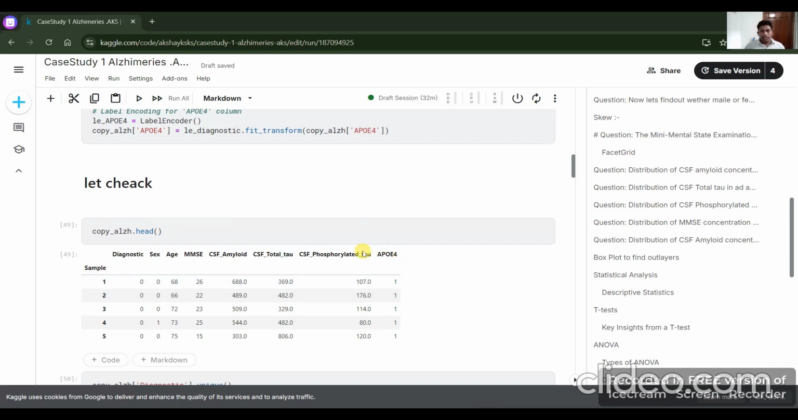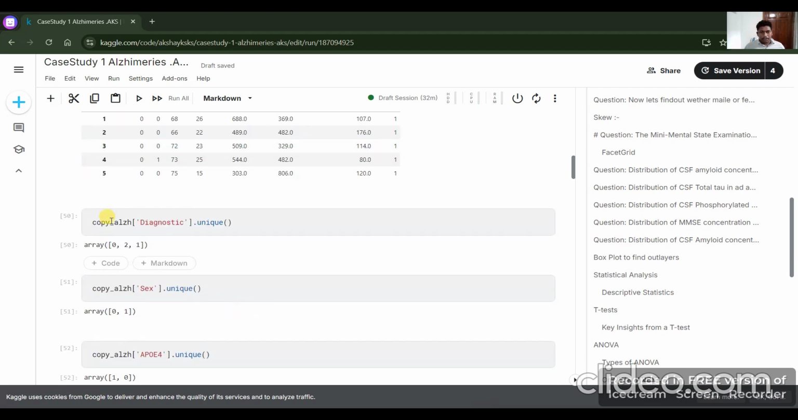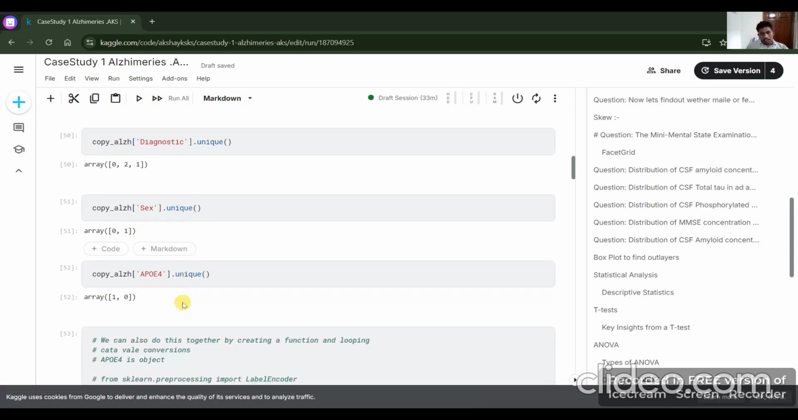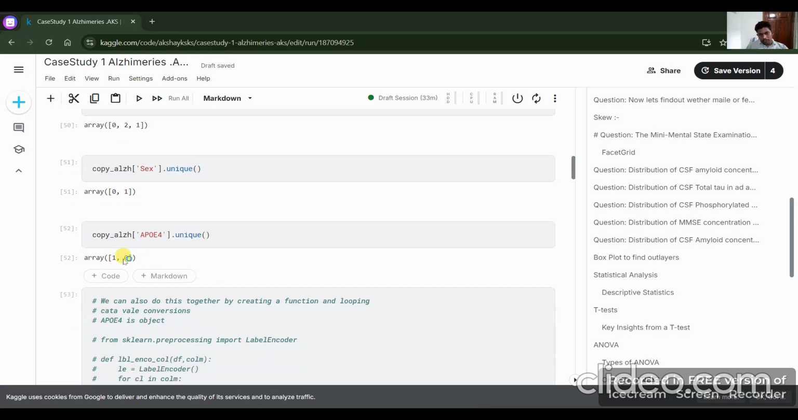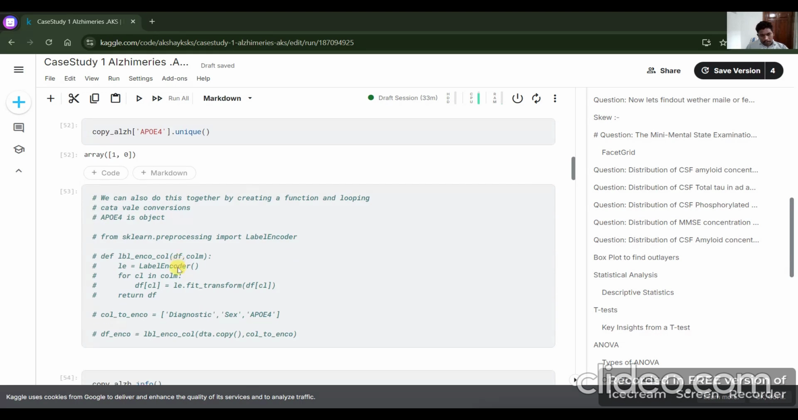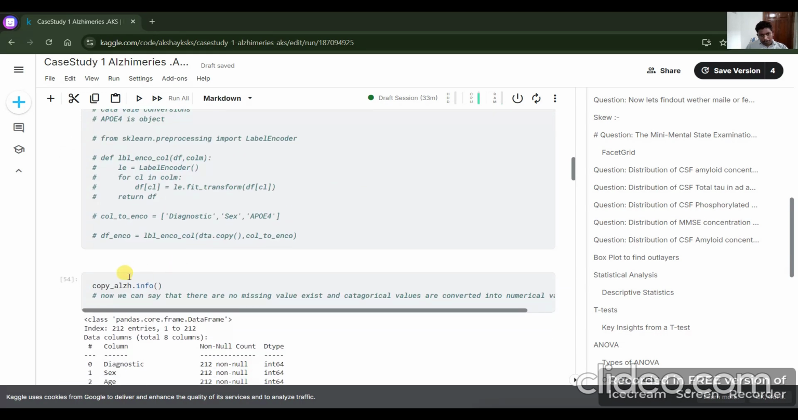APOE4, CSF phosphorylated tau, CSF total tau, CSF amyloid, MMSE, age, sex, diagnostics. And then after that, copy diagnostics unique gives 0 to 1 (0, 1, 2), copy sex unique gives 0 1, and then copy APOE4 unique gives 1 0.